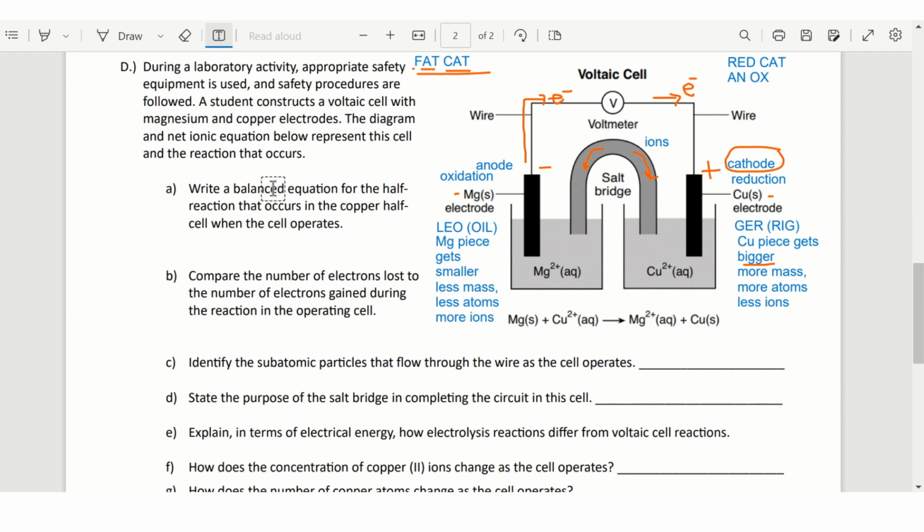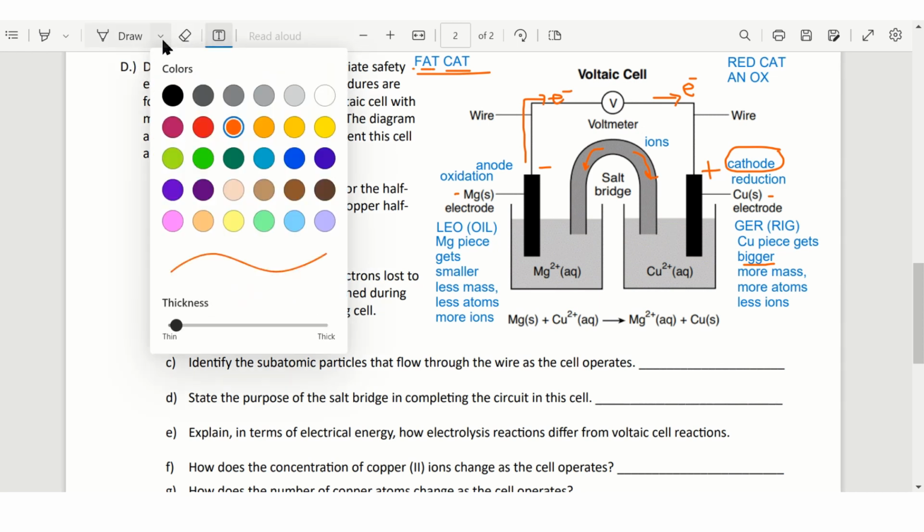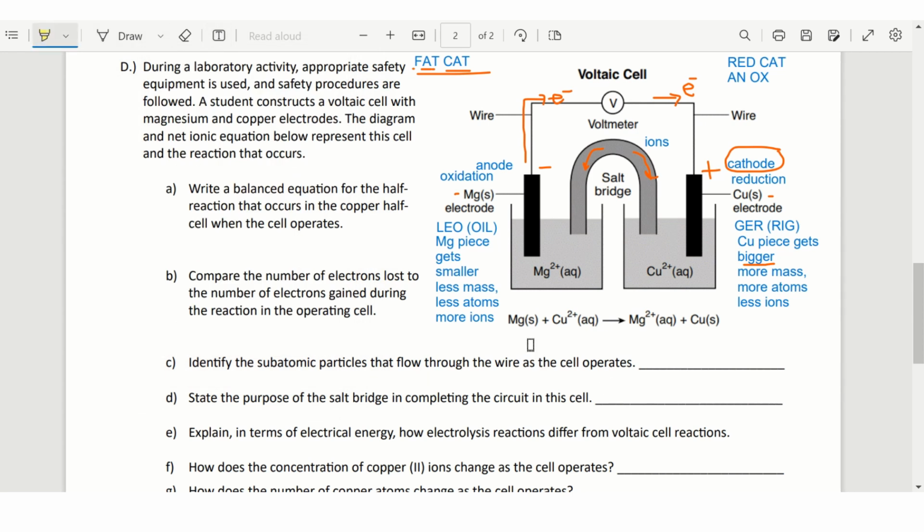Write a balanced equation for the half reaction that occurs in the copper half cell when the cell operates. Now, what I want you to see here is this. Do you see this? They already gave me a big chunk of the equation, so please don't make it harder.